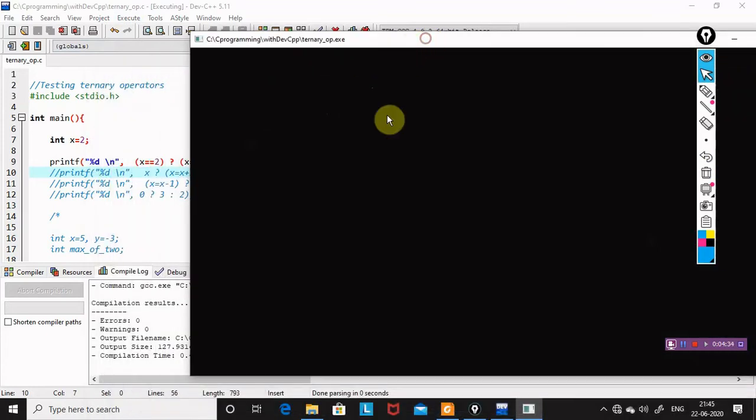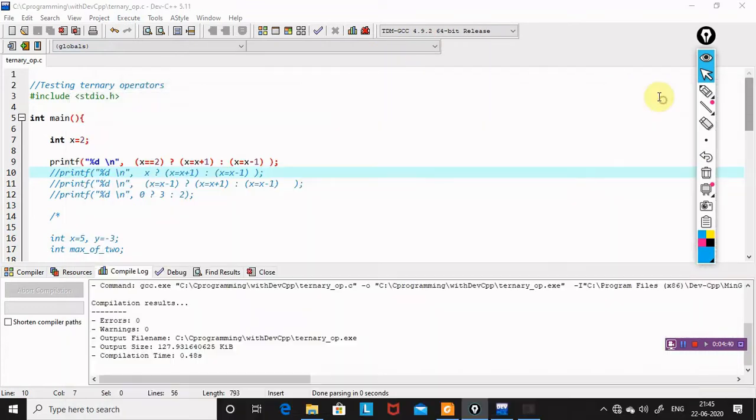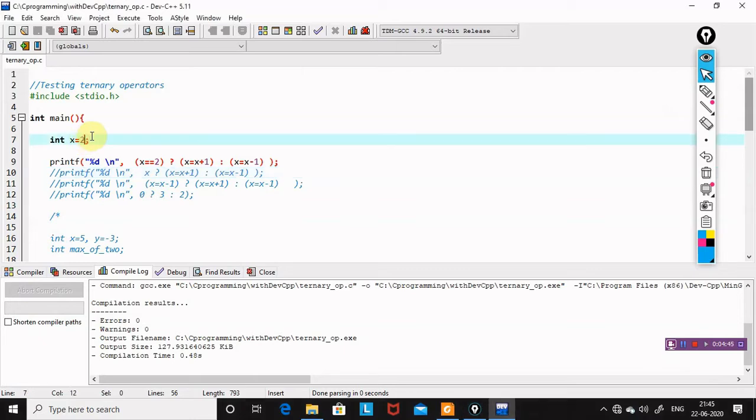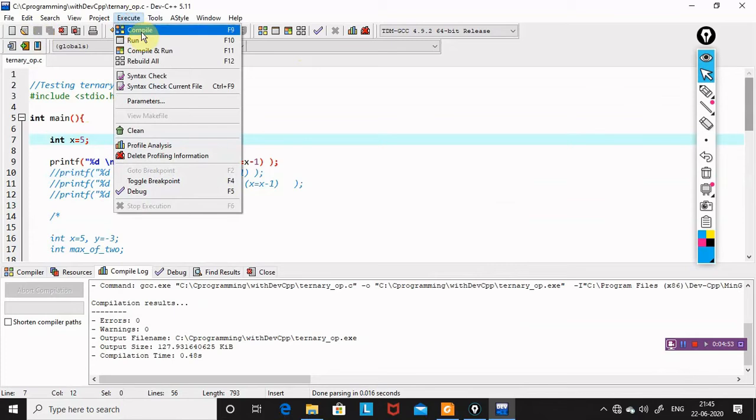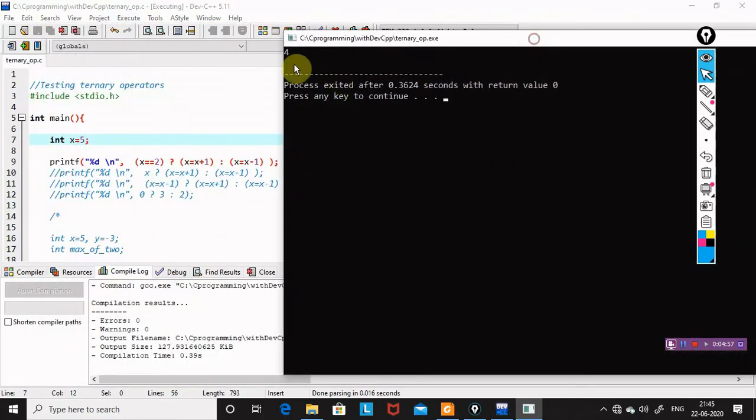Let's shift this. Okay, the value is 3. So just as we expected. Now what happens if we change the initial value of x to say 5 and run the program again, compile and run the program again? As you can see, the value of x is now 4.